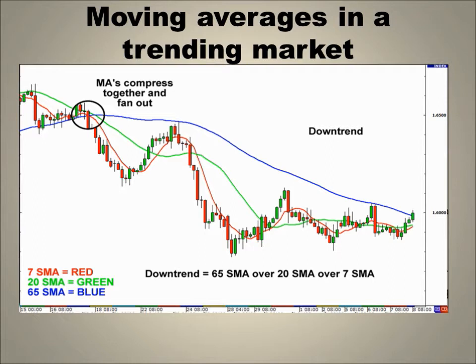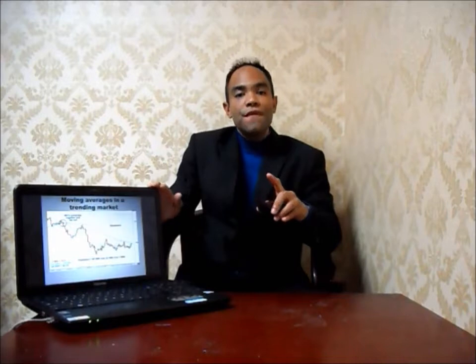Let's talk about moving averages in a trending market. Okay, so here we have our moving averages. They're compressing together. And if you remember from my previous lecture on moving averages, we have fast moving averages that react quickly to the market, and we have slow moving averages in which it covers larger periods, which react slower to the market. And notice that the three moving averages seem to come together here in this circle, and then the trend begins. So many investors, they use moving averages.